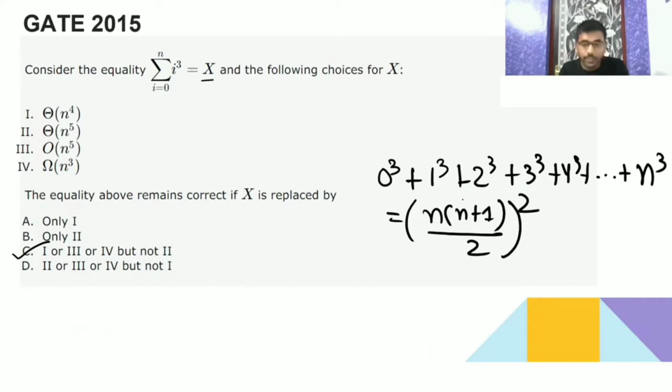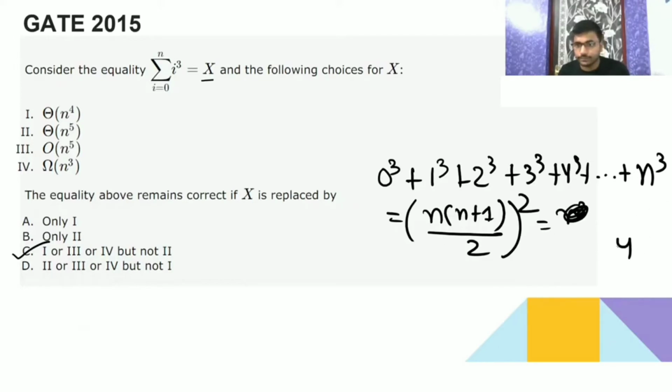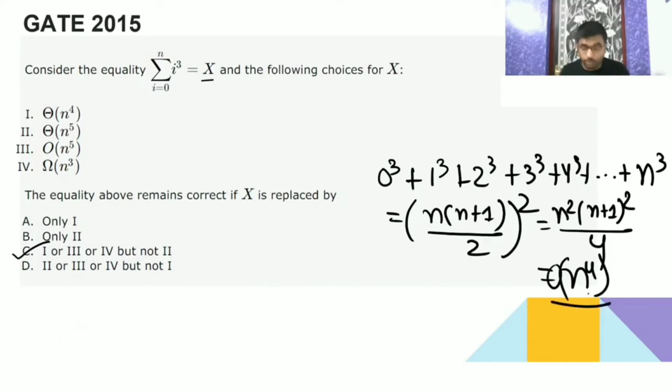Is it clear? This is the formula. So here you are going to get n square by 4, n plus 1 whole square. So here you are going to get n to the power 4 from here. Let me write again. By this you get n square, then n plus 1 square, then 4. So here n square, and here again you get n square. So your biggest term is going to be n to the power 4. So it is the tightest upper bound, n to the power 4.